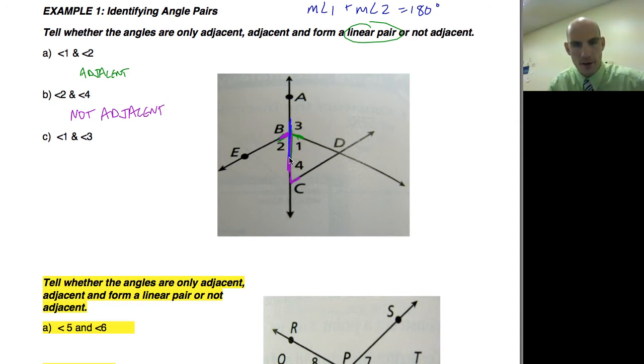What about 1 and 3? If I look at 1 and 3 here, it's going to be this blue setup here. Well, they're obviously adjacent because they share this ray BD here, right? And they're obviously adjacent, but they also form this straight line. So these are going to be a linear pair, which means they're adjacent, but together they form 180.